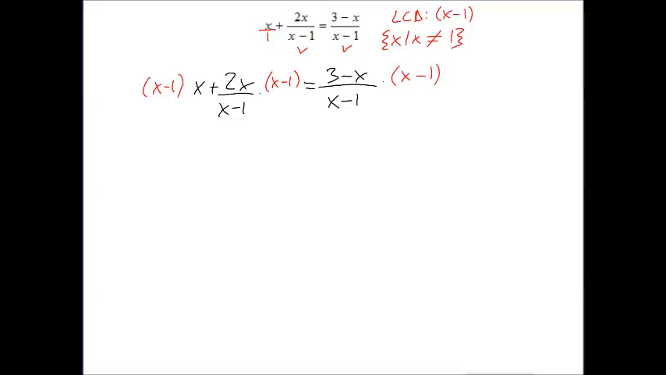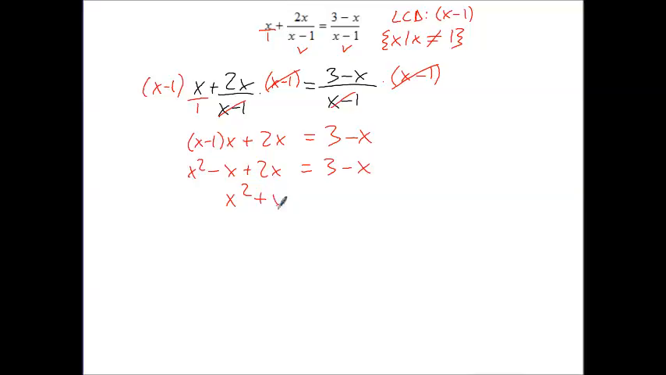Here it is. Now in our first term, nothing to simplify since the denominator was simply 1. In the second term, we can simplify the x minus 1 on the right side of our equal sign, which leaves us with x minus 1 times x plus 2x is equal to 3 minus x. Distribute, we get x squared minus x plus 2x is equal to 3 minus x. Combine like terms, we get x squared plus x is equal to 3 minus x.